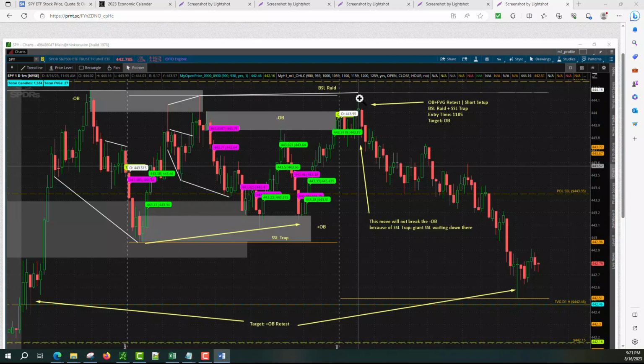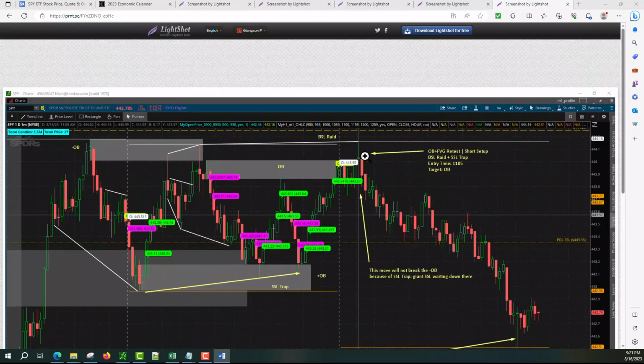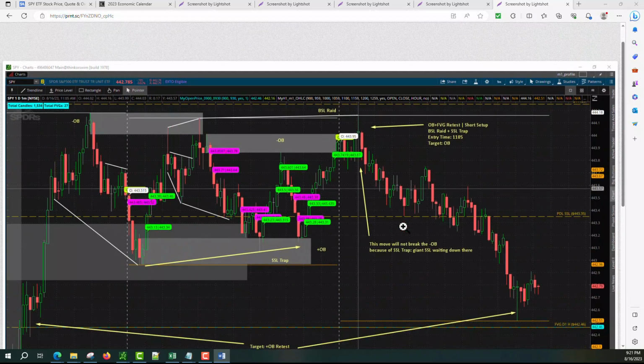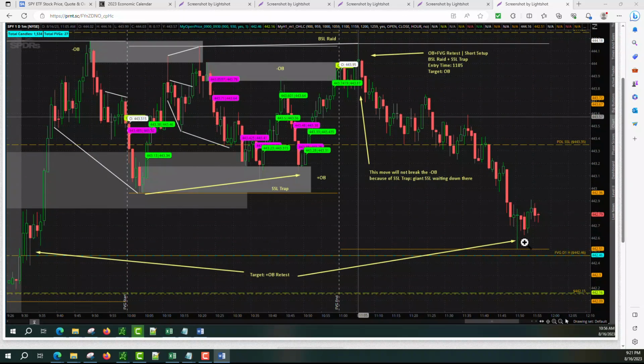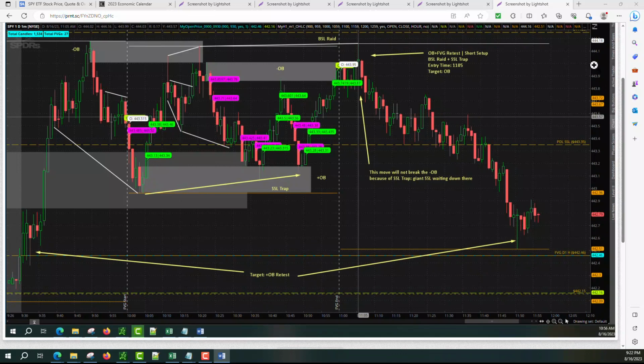And at the right time, 11:05, boom, take buy-side liquidity, boom, go down, take sell-side liquidity right there. So we short right here, we have a buy-side liquidity raid, just raided, we have a sell-side liquidity trap right there, between targets, order block right there. That's the setup we can trade, we see.